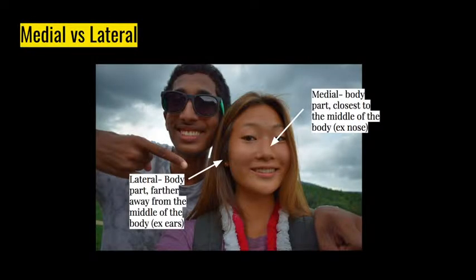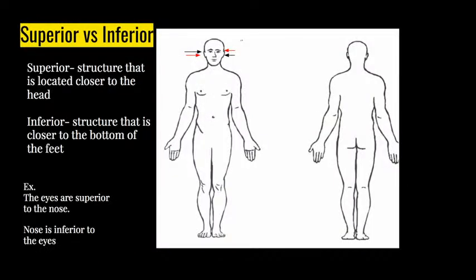We could say that the nose is medial in location to the ears. In contrast, lateral refers to structures away from the midline, so ears are lateral to the nose. Superior is a term referring to any structure that is located above or closer to the head. For example, eyes are superior to the nose. In contrast, inferior refers to a body part that is below another, so the nose is inferior to the eyes.